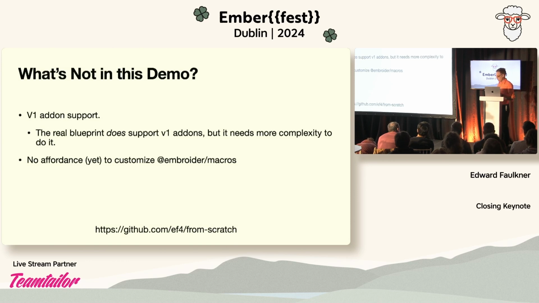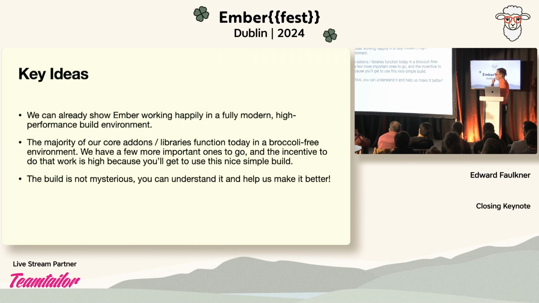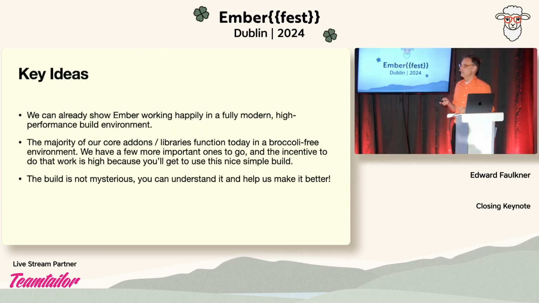So the key takeaways here are that we can already show Ember working happily in a fully modern, high-performance build environment. The majority of our core add-ons are V2 because I went pretty far, and you saw a lot of add-ons getting installed. All the testing ones that we installed on that last step, the Ember Resolver, we got quite far hitting nothing but V2 add-ons, and that was pretty good. And this build is hopefully not super mysterious. This is stuff that you can understand. This is stuff that you can contribute to and customize, and that is the point.